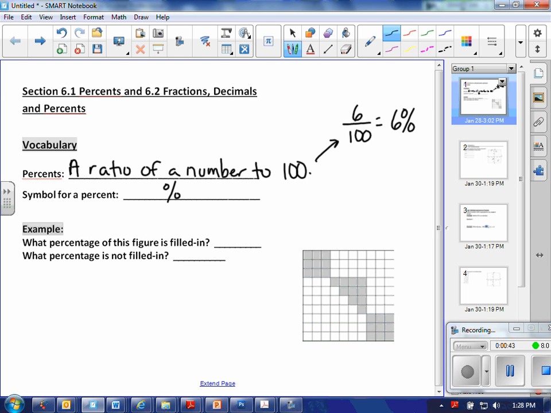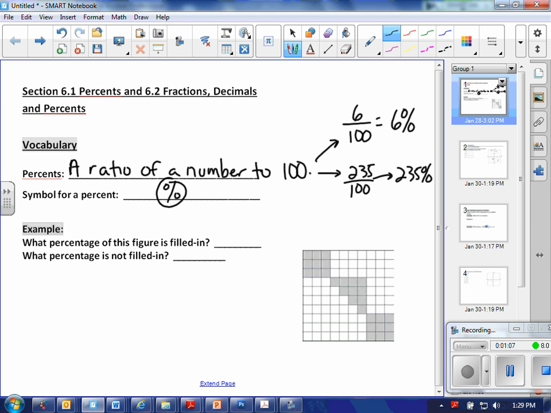A ratio is a number to 100. Even if I had 235 over 100, again, that's that number to 100, that would be 235%. Okay? The percent symbol, I know you guys know, is right here. And we will go ahead and get started on some example problems just to make sure you guys are good.